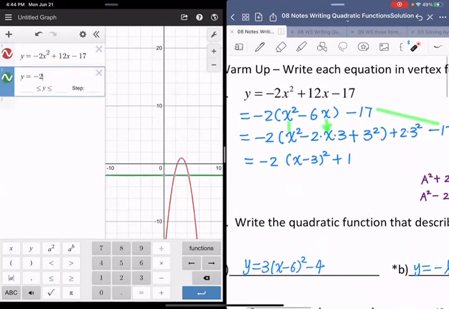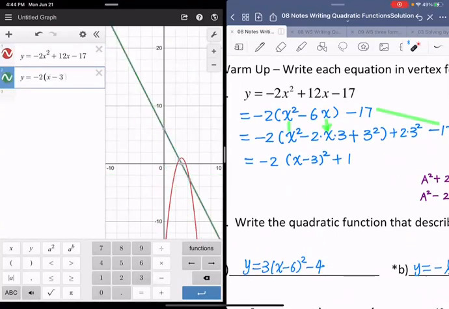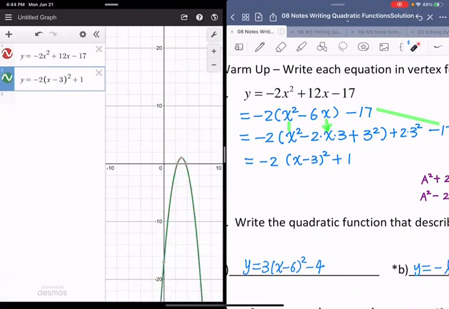We can also type in what we calculated, which is the vertex format. Negative 2 times x minus 3 squared plus 1. Okay, you see, teacher, they are identical, of course. If your format here is wrong, this will not be identical. These two are exactly the same because you did the completing square perfectly. And you see here, 3, 1 is the vertex.